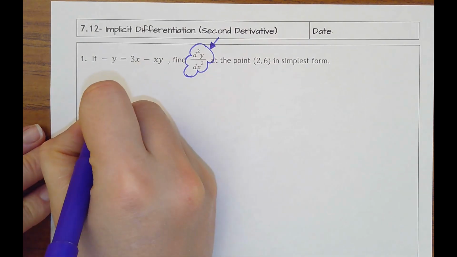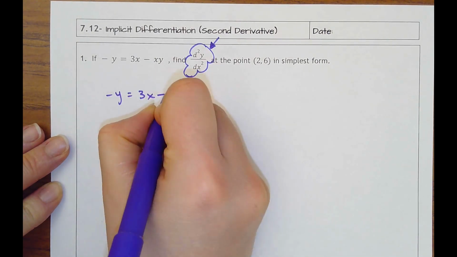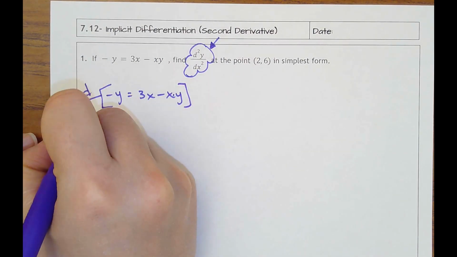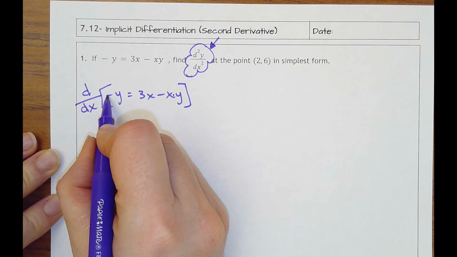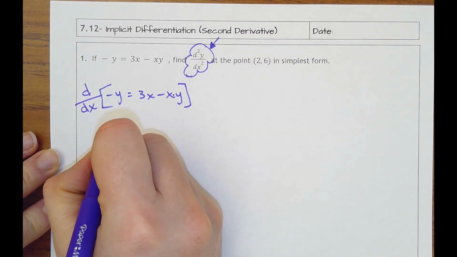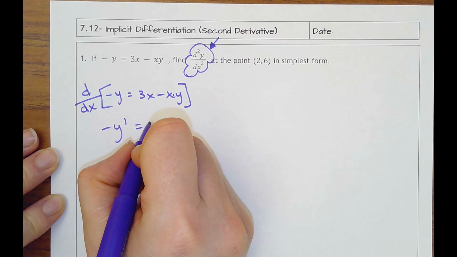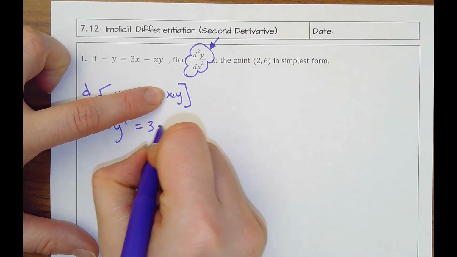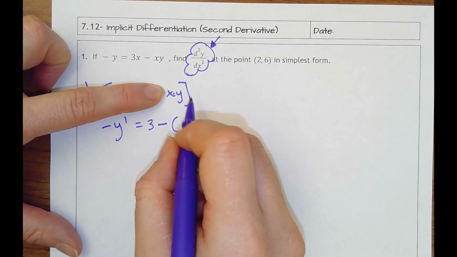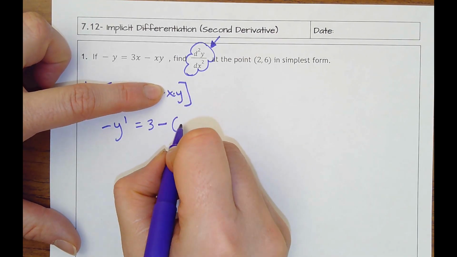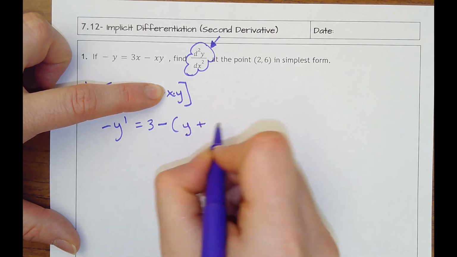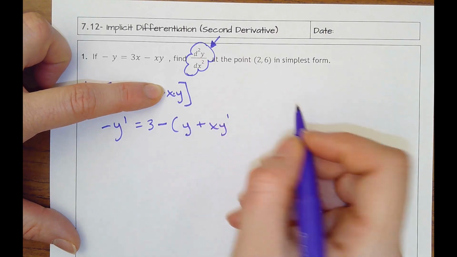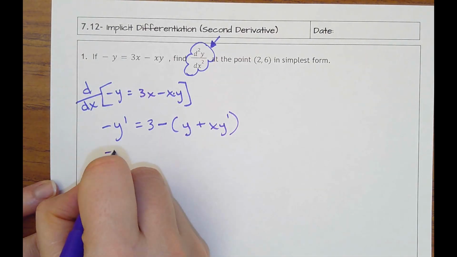So I'm going to rewrite my equation. I do see a product rule. Put brackets around it, take the whole thing times d over dx. So this would be negative y prime equals 3. And then I'm going to just put the minus first, then I'll put the rest in parentheses. So I would have derivative of x is 1 times y plus x times 1 y prime, or y prime. Okay, so I'm going to distribute that.